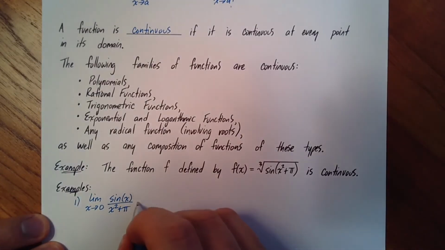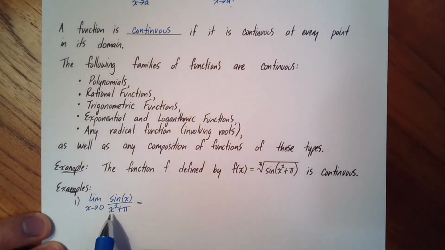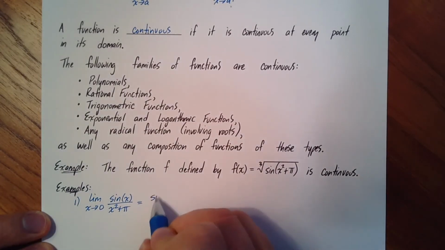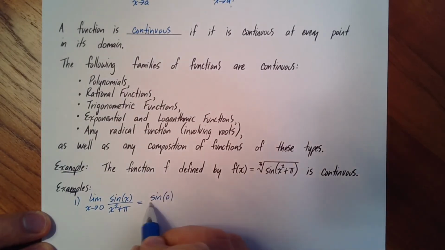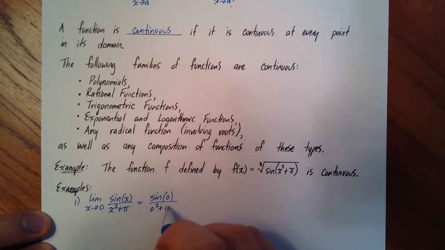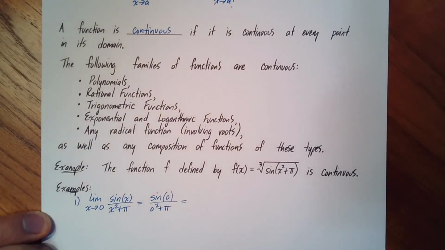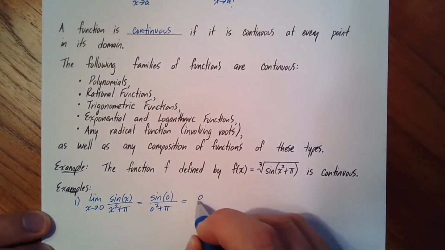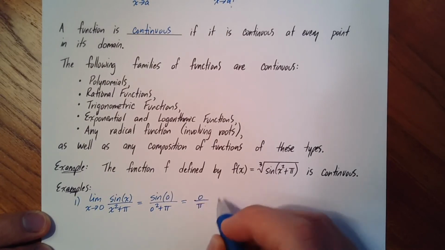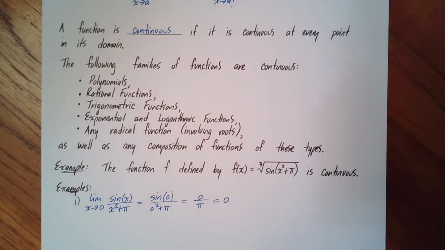You can just plug in 0. So to actually take this limit, all I have to do is plug in 0. So I get sine of 0 over 0 squared plus pi. Well, sine of 0 is just 0. So I have 0 over pi, which is just 0.